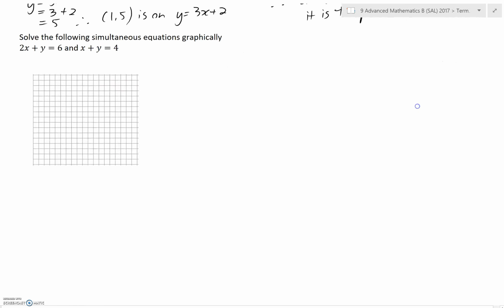Now we're going to work on solving these simultaneous equations graphically. So we've got two equations there. The way we do this graphically is to plot them. We have to plot these lines, and you have to be really accurate when you plot them. Don't be rushed, and it's really, really important that you use a ruler.